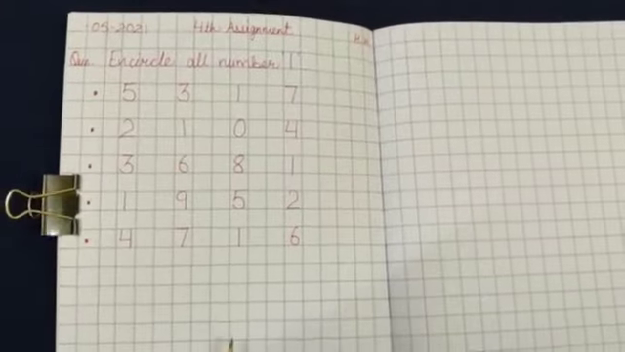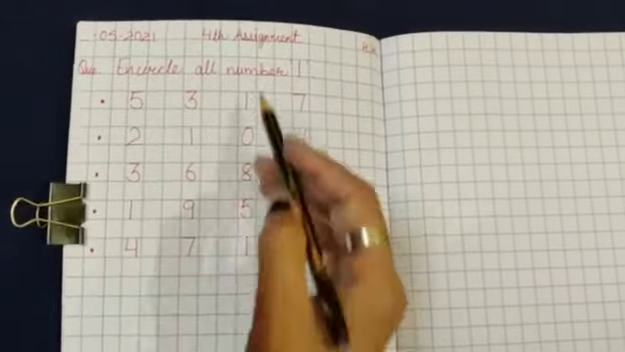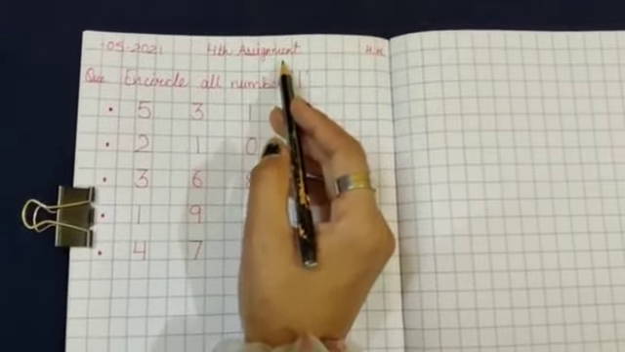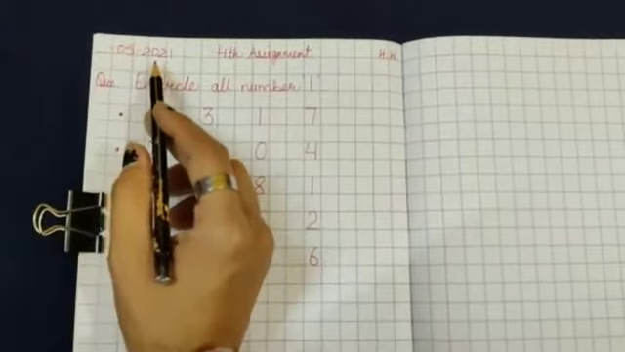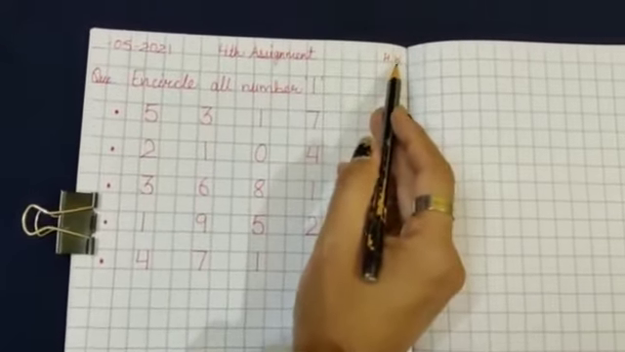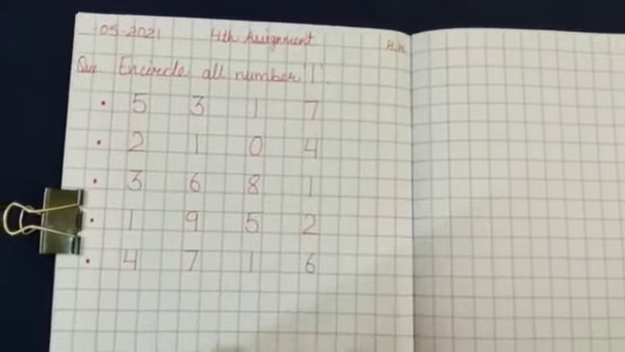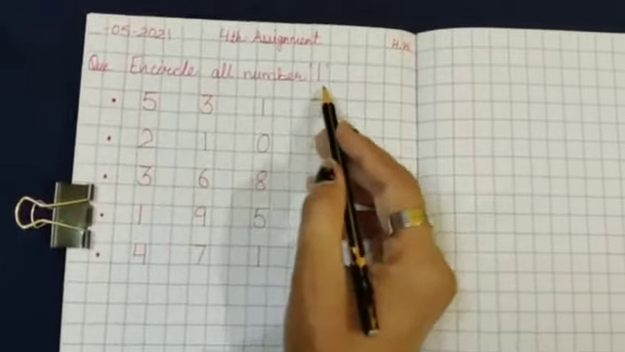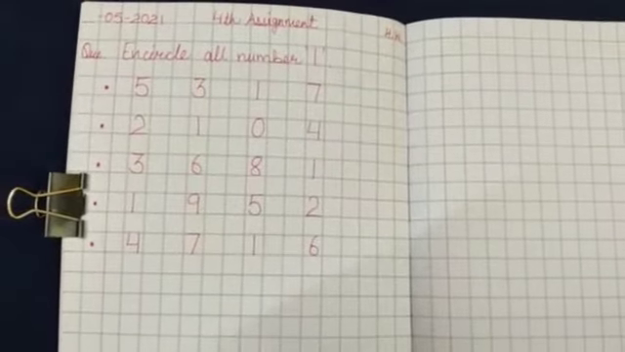Right? Now, students, here this is your fourth assignment. So, first you will write down the date. After that, write fourth assignment, homework. So, here you will encircle all number 1.